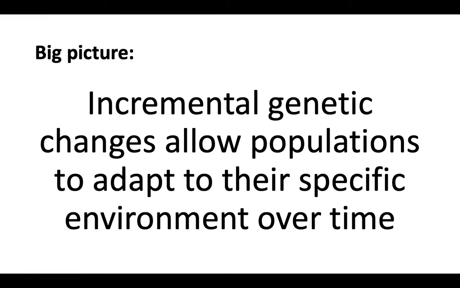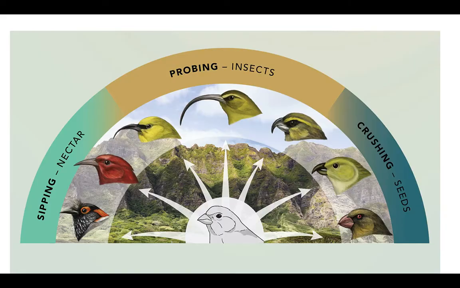So the big picture, the big takeaway, is that incremental genetic changes, small mutations, allow populations, not individuals, populations, to adapt to their specific environment, right? Your fitness depends on where you are over time. This doesn't happen overnight. This happens over many, many generations. So incremental genetic changes allow populations to adapt to their specific environment over time.